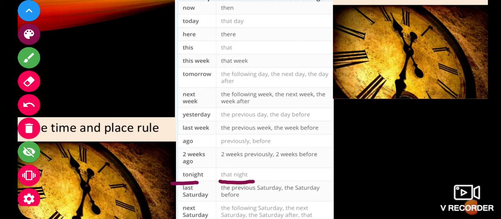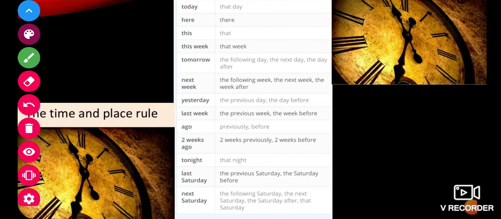Tonight changes to that night. Last Saturday changes to the previous Saturday or the Saturday before. Next Saturday changes to the following Saturday, the next Saturday, the Saturday after, or that Saturday.